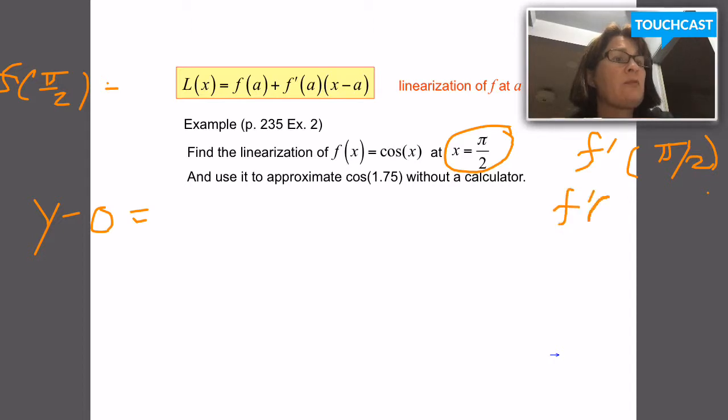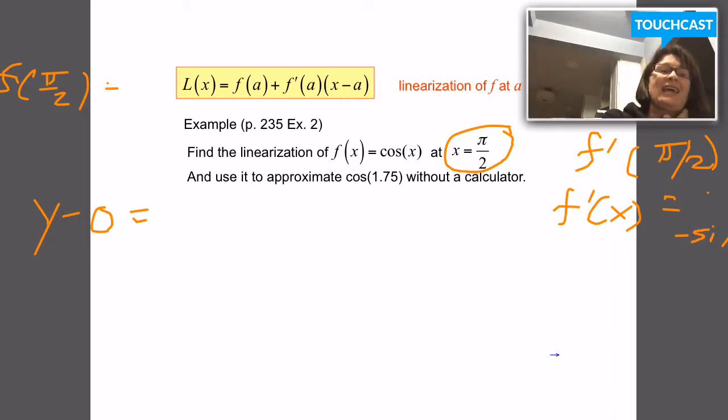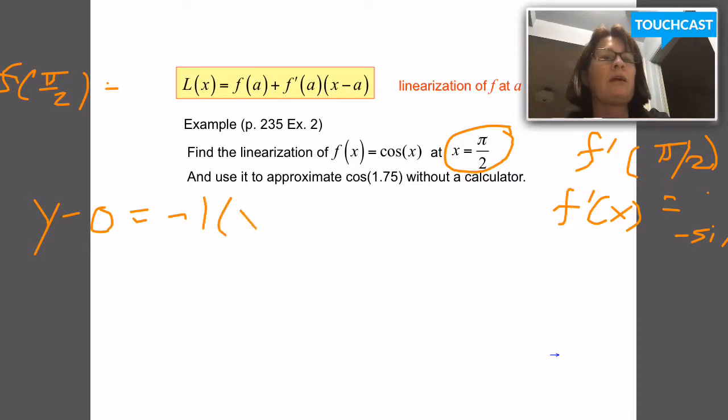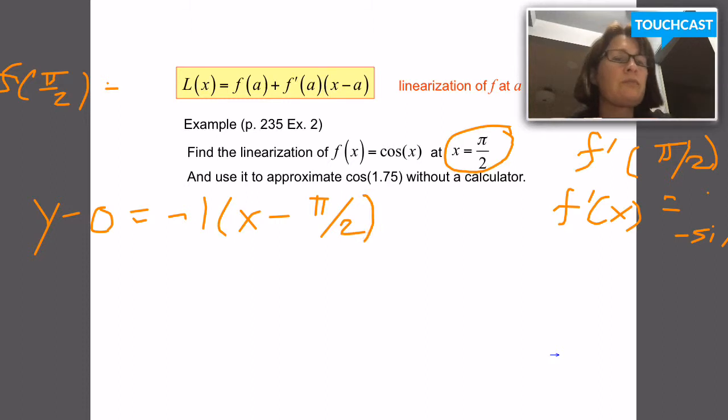What's f prime of x? F prime of x, the derivative of cosine, is negative sine of x. I ran out of room. So I need the negative sine of pi over 2. Sine of pi over 2 is 1, so I'm going to have negative 1 as my slope. I'm going to have x minus pi over 2.